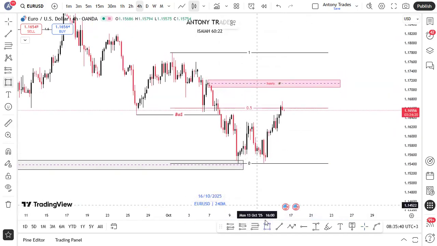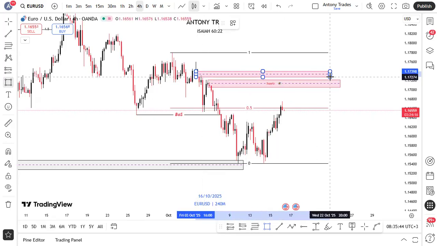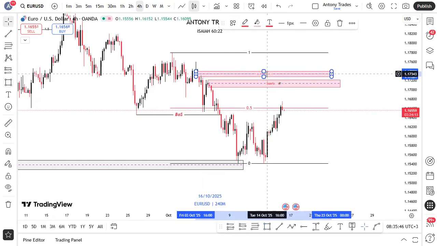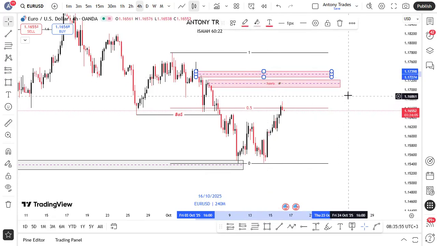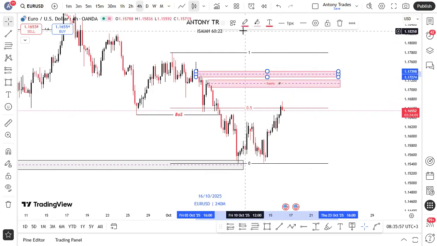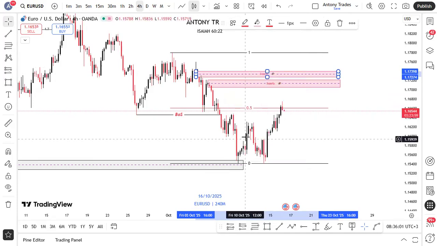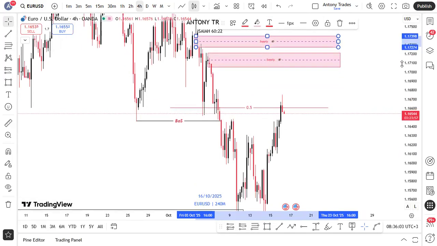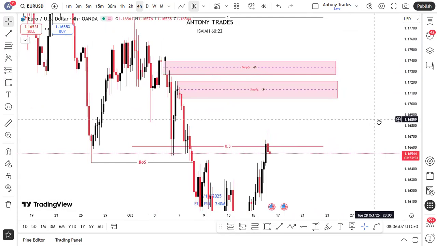Then I also have this gap. I don't know whether you are getting it. I also have this gap here. This is what I will be much interested in to execute my trade from. We have that gap there. What gap am I talking about?